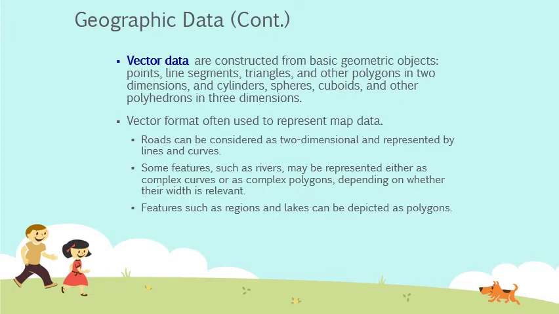Some features such as rivers may be represented either as a complex curve or as complex polygons, depending on whether their width is relevant. Geographic information related to regions such as annual rainfall can be represented as an array, that is, in raster form. For space efficiency, the array can be stored in a compressed form. We will study an alternative representation of such arrays by a data structure called a quadtree later. As another alternative, we can represent region information in vector form using polygons, where each polygon is a region within which the array value is the same.